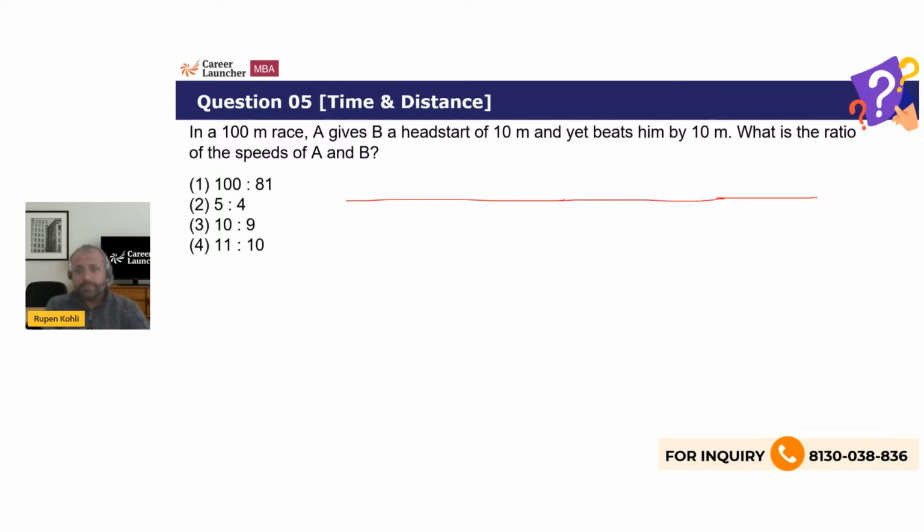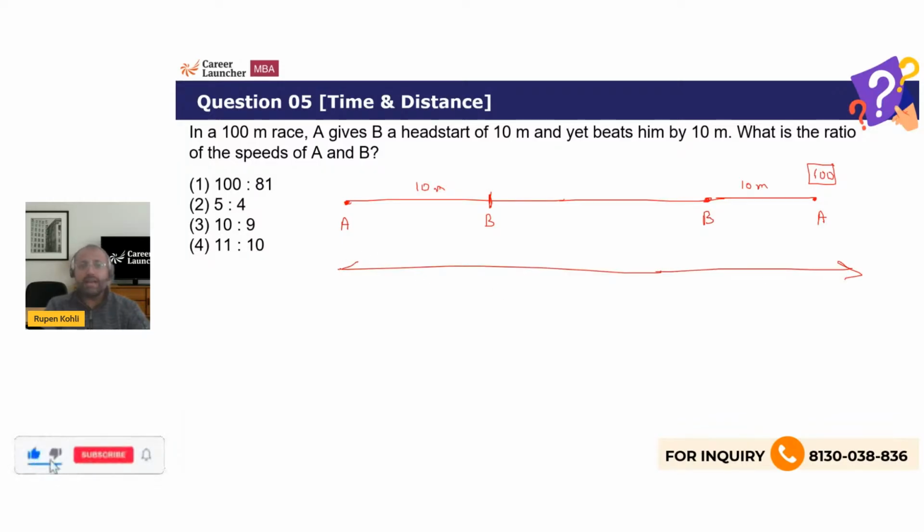Win the race. So let's say this is your 100 meters race. This is your 10 meter mark where B was standing and A was standing here. And then at the end, not drawn to scale, remember. And at the end, A was here at the finish line, which is the 100 meter mark, the finish line. And B was still behind by a 10 meter margin. It means that in the same time, A was able to cover the entire race of 100 meters, but in that same time, B could only cover this much.